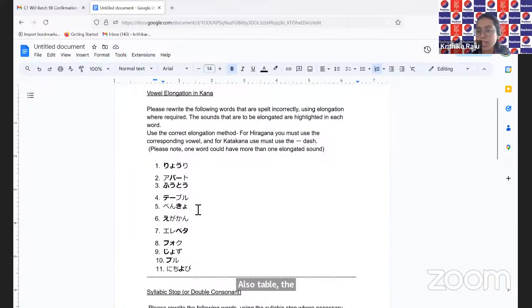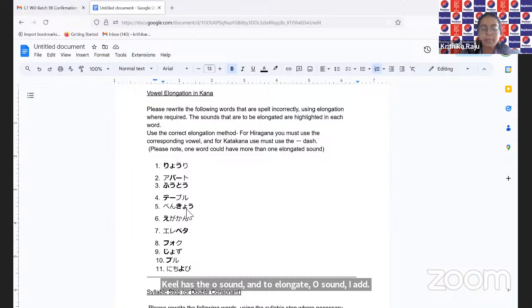The fifth word. Where do I give the elongation? What is the kana that I use? U. Correct. It's the right kana. I'll use it after kyo. Kyo has the O sound, and to elongate the O sound, I add u. Benkyo. Benkyo is studies. It's the noun studies. So if you want to ask the question, how is your studies coming along?